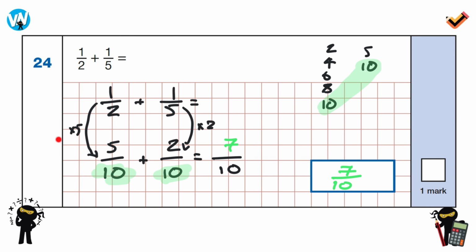You have the time to write this out. You really do. And you have the time if you just spot that the denominators are different and you get straight into it, you have the time. Okay, so 7 over 10, mark, done. Let's do another one.